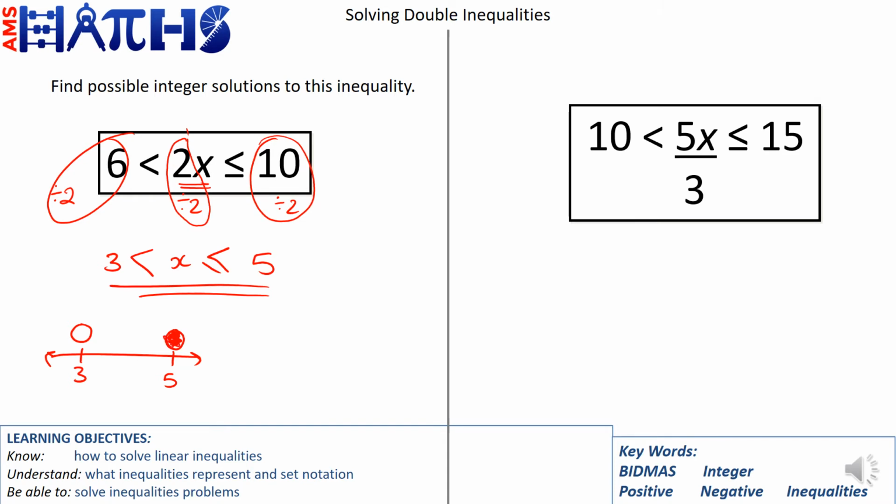The 3 should be left unshaded, and x needs to be bigger than 3, which is that direction, less than 5, which is that direction. So we join the two circles with a line.